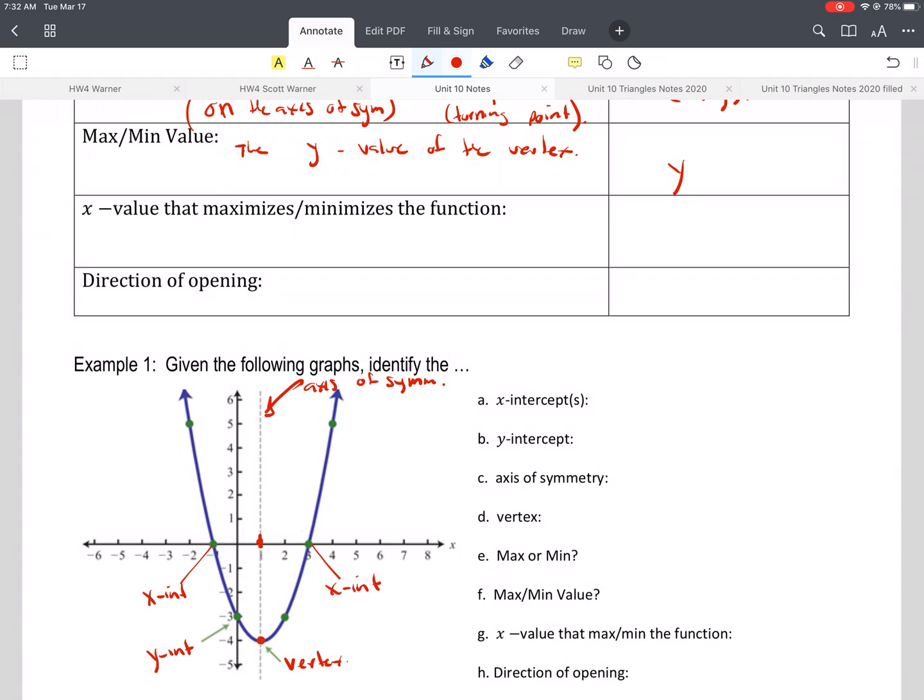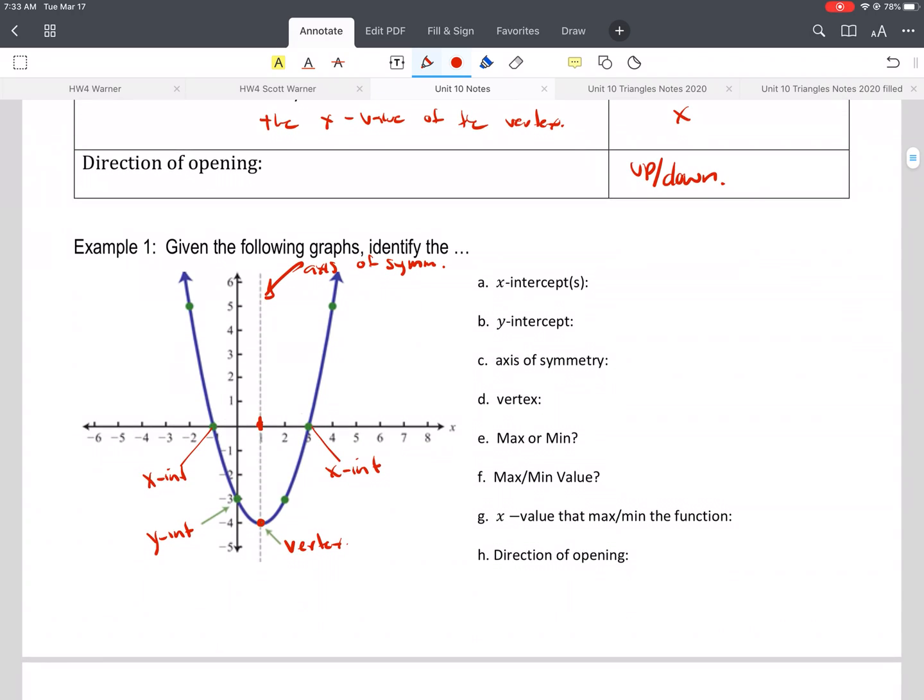Anything else to say about that? Okay, the x value of the vertex, so that'd just be a value x. And direction of opening. Basically, if it's opening up, like this picture below, this would be opening up, or it will be opening down. You just look at the graph. There are other ways to figure it out just by looking at an equation, and we'll be covering that in the future. So this is basically what we're covering today, being able to identify these key features.